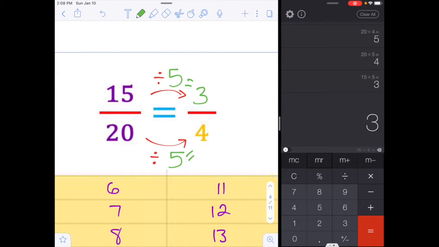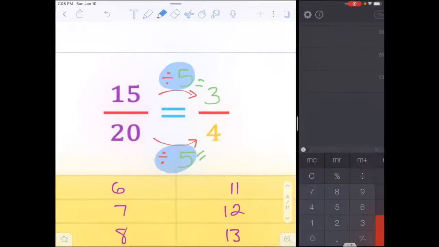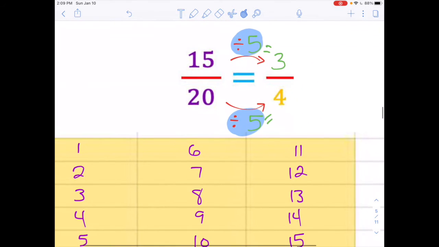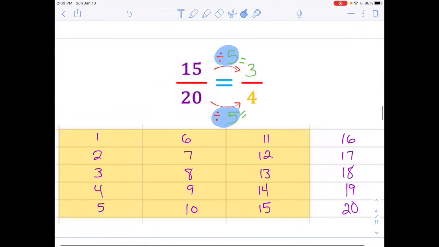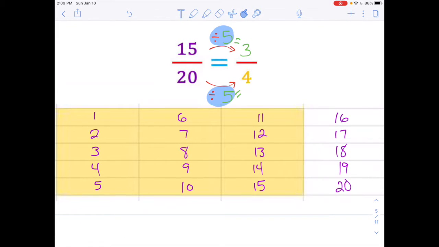But we just have to be really careful and really sure that we're doing the same thing top and bottom. In both cases, it was divided by 5. All right, so where is that divide by 5? Here I have a picture of 15 20ths, right? You can see there are 15 gold squares. Sorry, those are rectangles. 15 gold rectangles or parts out of 20 parts, right?